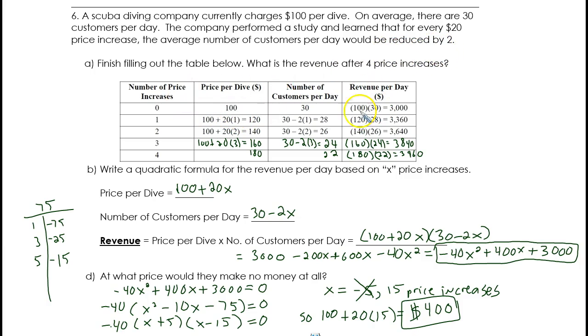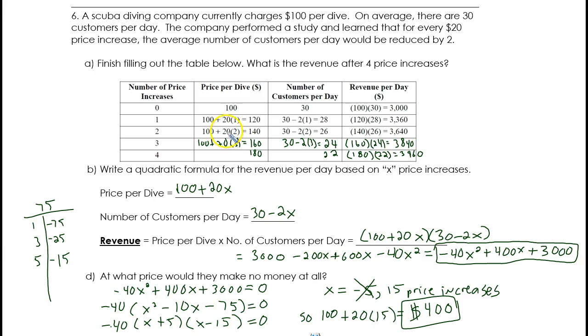So thinking about this and putting it in a table, they looked at the price per day. If there was not a price increase, they have 30 customers, they are making $3,000. But if they add $20 per dive, their new price is going to be $120. They've lost 2 customers, but they're actually going to make a little bit more money.